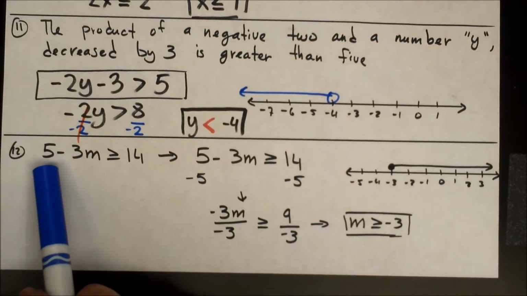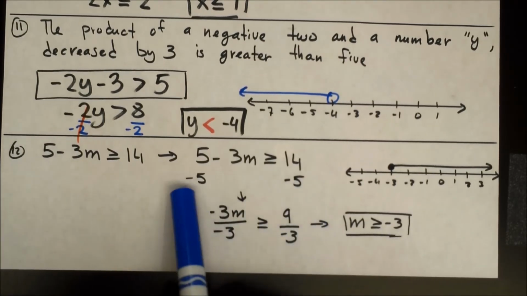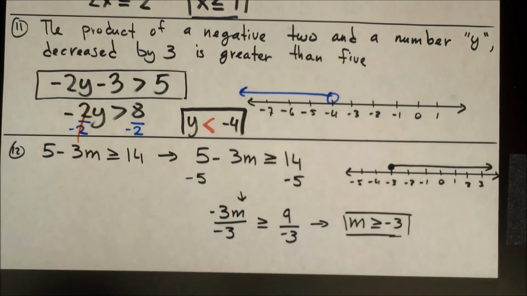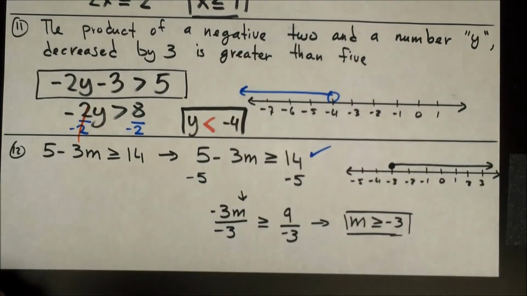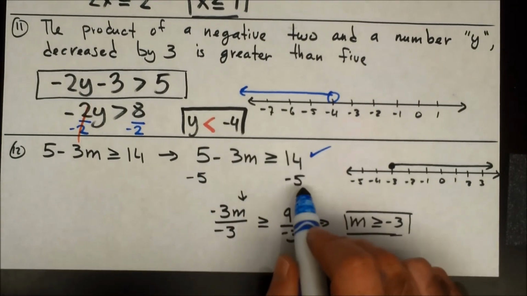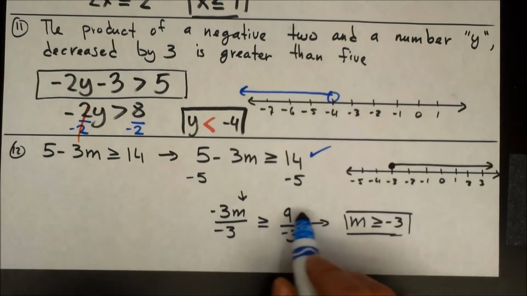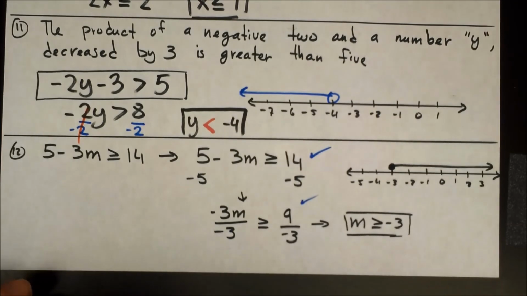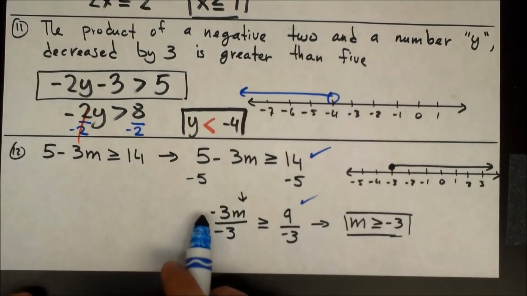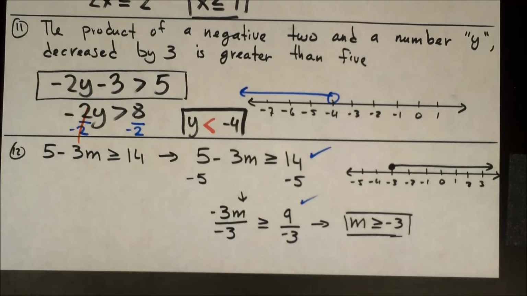So I have a 5 here. It's a positive 5, and to get rid of a positive 5, I have to subtract 5 from both sides. And I did that, so that's good. I'll put a check here because that wasn't a mistake. 5 minus 5, that's gone. 14 minus 5 equals 9. So that's right, that's also a check right here. Then I need to get rid of this negative 3. It's being multiplied, so the opposite is to divide by negative 3.